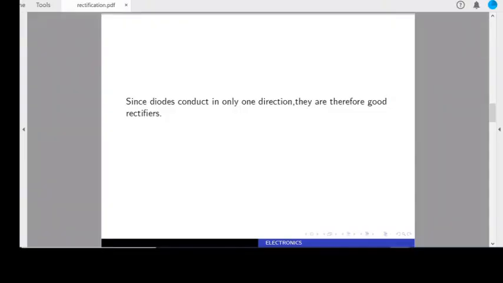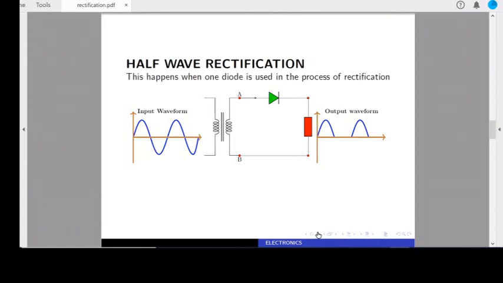Now diodes allow current to flow in one direction. Okay, and because they allow current to flow in one direction, they are used in the process of rectification. In other words, diodes are used as rectifiers because they allow current to flow in only one direction. Now, there are two types of rectification. Number one is what we call half-wave rectification, and half-wave rectification is shown below.